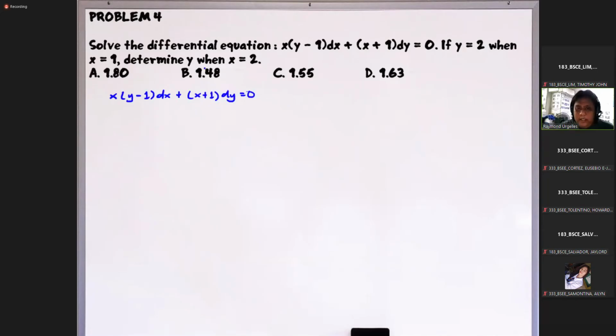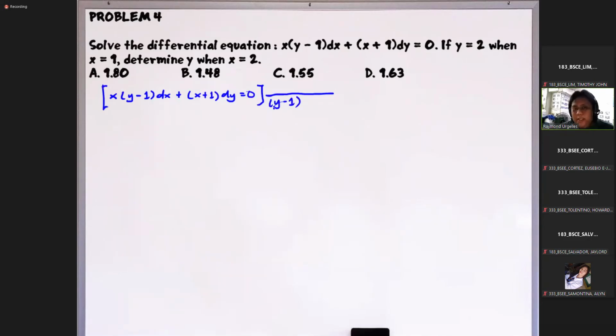Anyway, okay, let's try to solve this. Doon sa first term natin, ang kailangan nating tanggalin is y minus 1. Kaya ibig sabihin para mag-cancel yon, kailangan natin mag-multiply ng y minus 1 sa denominator.